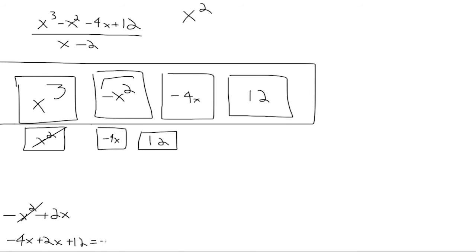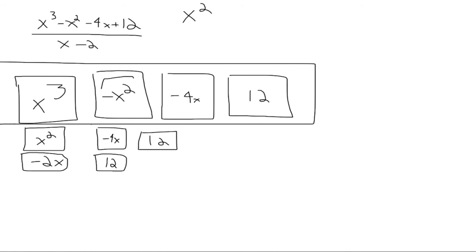And this simplifies to minus 2x plus 12. So we have minus 2x plus 12. That's our new polynomial. Let's get rid of this. So we have minus 2x. That's our first part, or sort of part. And then we have plus 12. So that's our polynomial now. I'll box this off now because we're not dealing with this anymore.